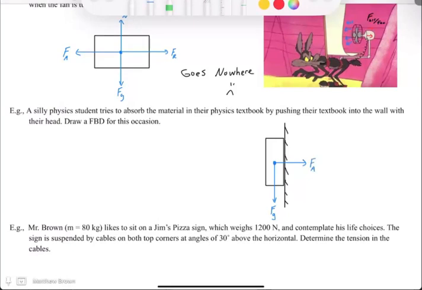Well, this thing's not going anywhere. So what has to balance the applied force? What's the force that has to go in this direction? Right? That's the normal force. Remember, the normal force is always perpendicular to the surface. So in this case, it has to be right that direction. And what's opposing gravity? Absolutely, right? It's friction. And there's our lovely textbook not going anywhere.